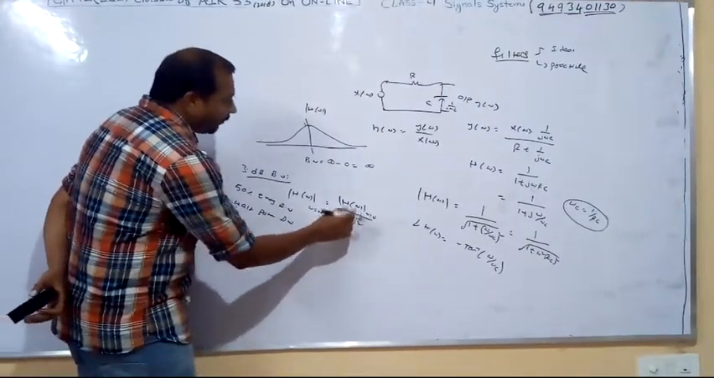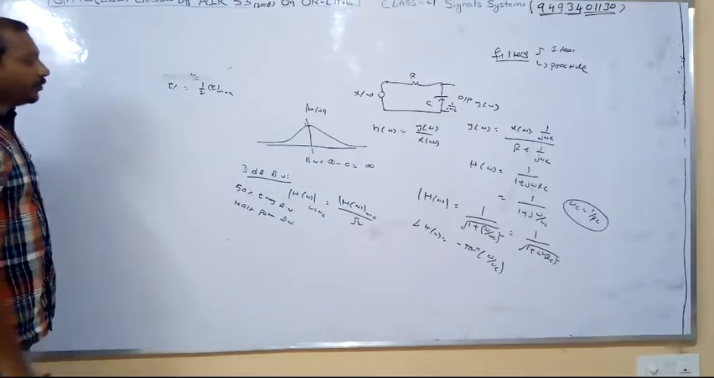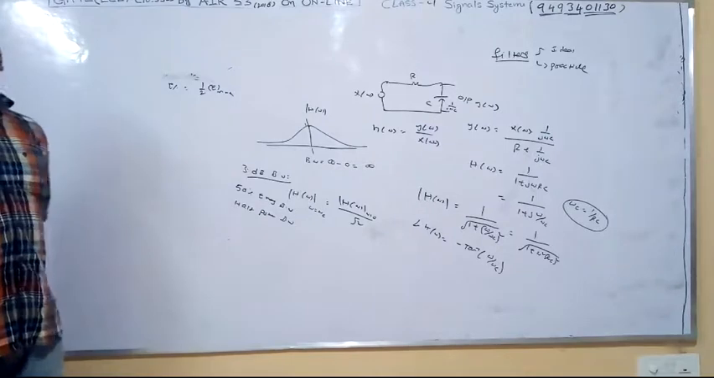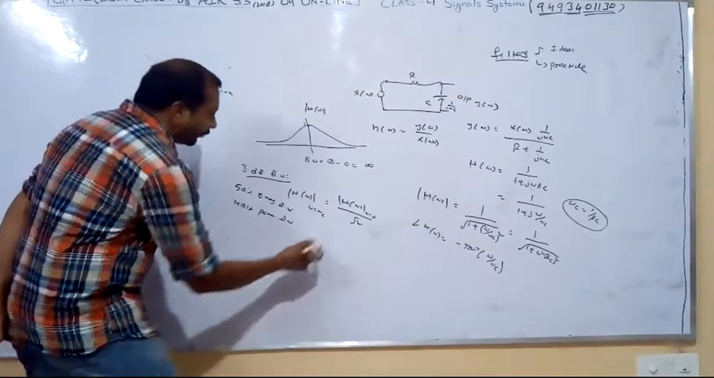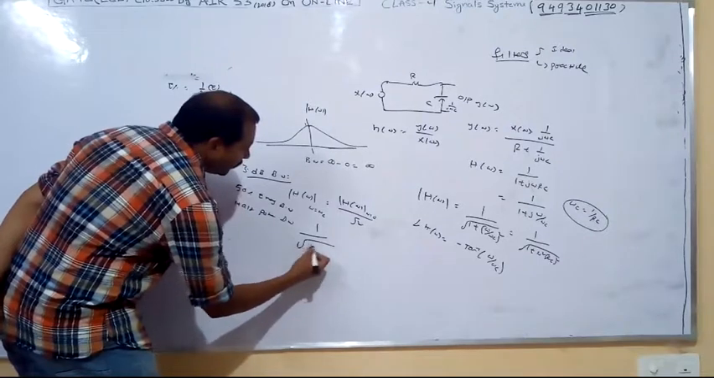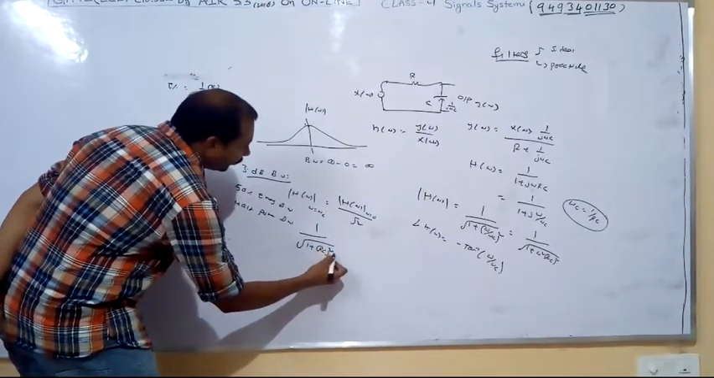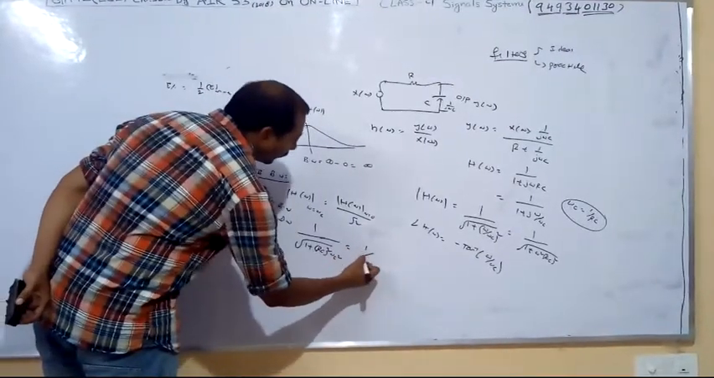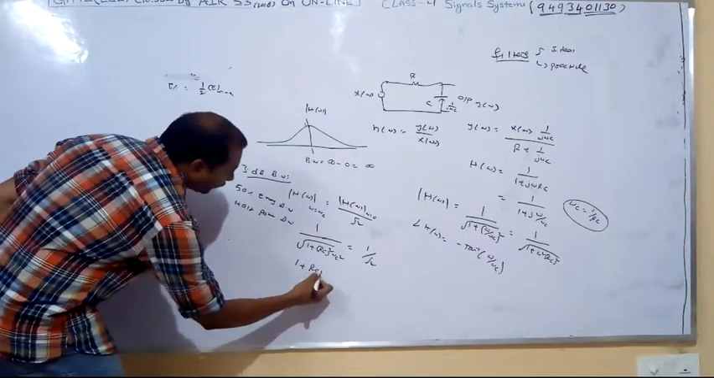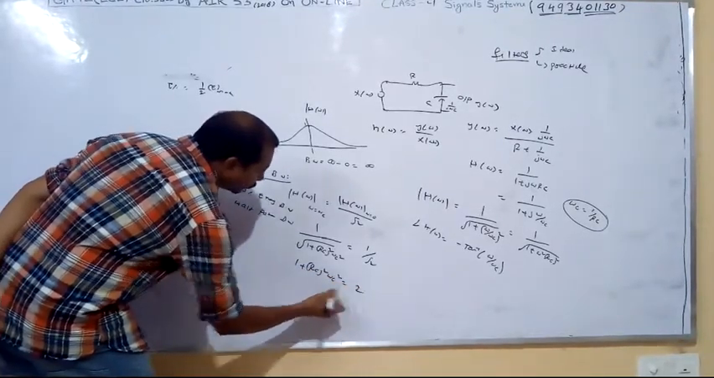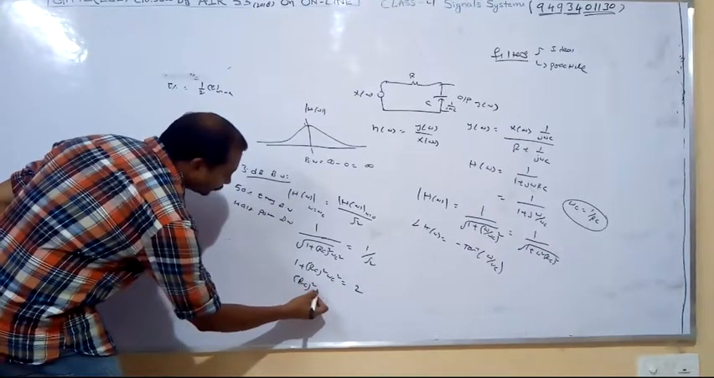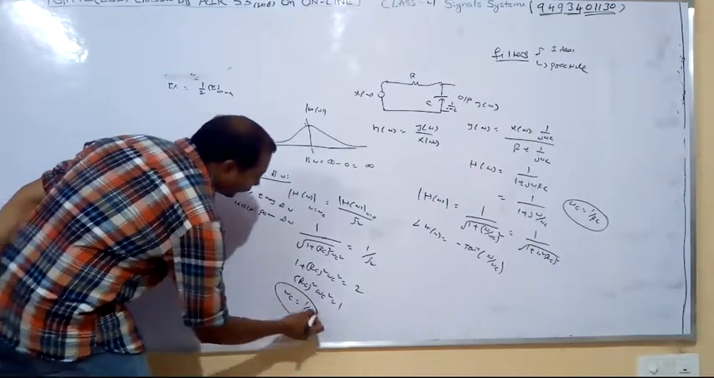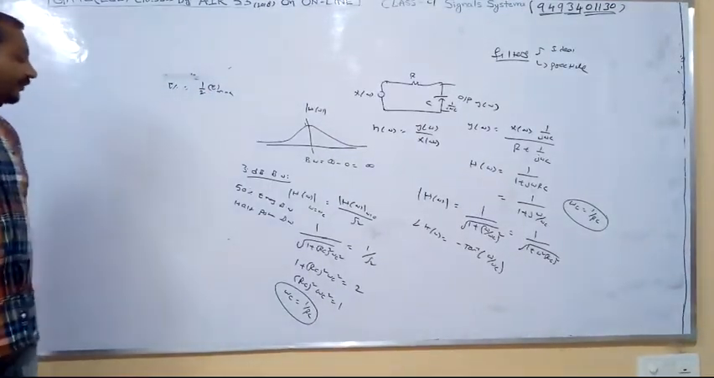So what is the value of the magnitude of H(omega)? At omega equal to 0, the value is equal to 1, and we have to calculate the corresponding amplitude at omega equal to omega c. The corresponding amplitude is simply 1 by square root of 1 plus (RC) whole square into omega c whole square, which is equal to 1 by root 2. From this you can write 1 plus (RC)^2 omega c^2 is equal to 2. From this (RC)^2 omega^2 is equal to 1, and the corresponding omega c is equal to 1 by RC. This is our 3 dB bandwidth. Omega c equal to 1 by RC.